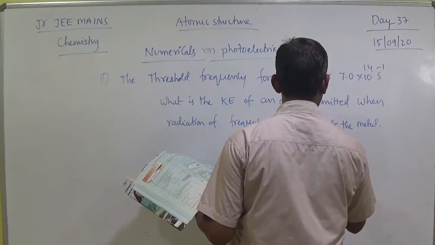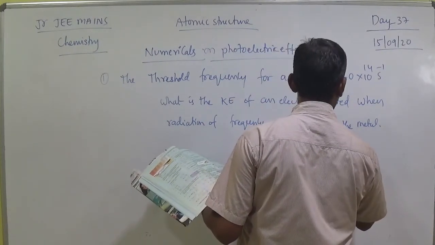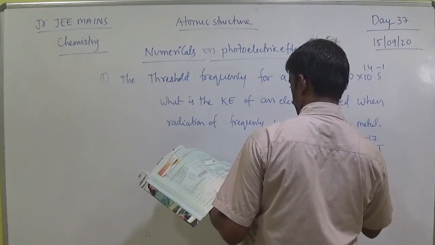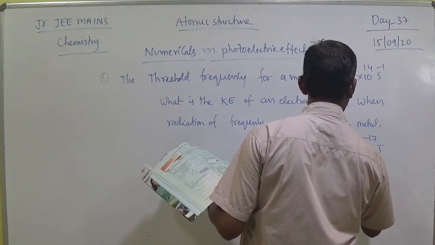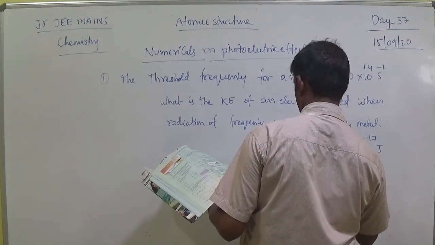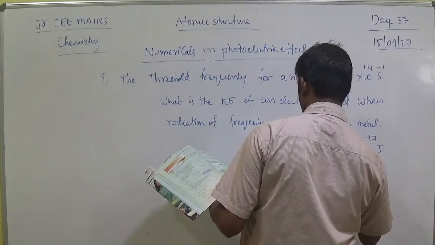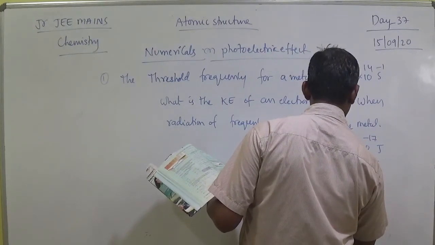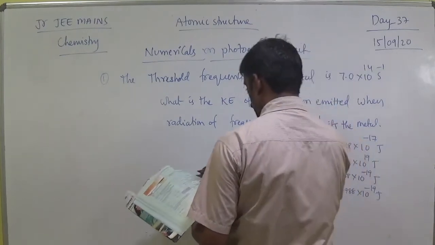They have given 4 options. First option: 1.988 × 10^-17 joules. Second: 1.988 × 10^19 joules. Third: 3.988 × 10^-19 joules. Fourth: 1.988 × 10^-19 joules. So which option is correct?